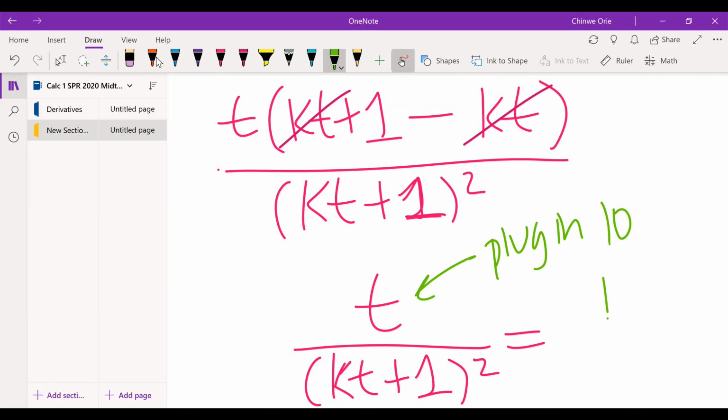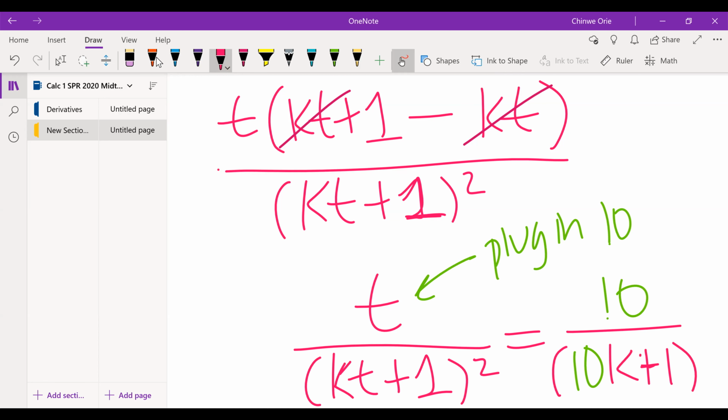Now you've got 10 over, so it's going to be 10k plus 1 squared. Is that an option? I'll pull it up right now. Yeah. No, it doesn't look like it is. Wait, no. Okay, what are we missing here?